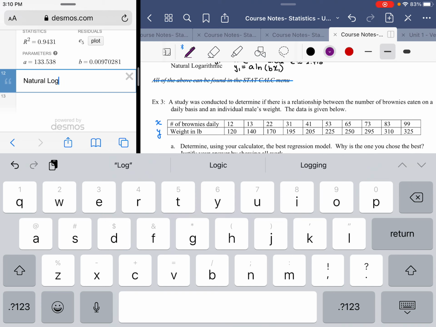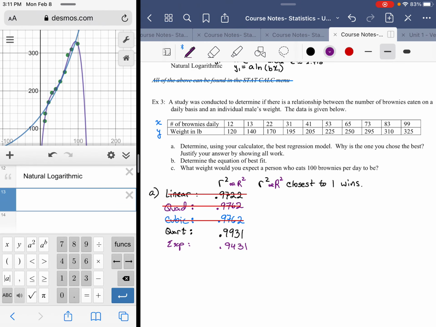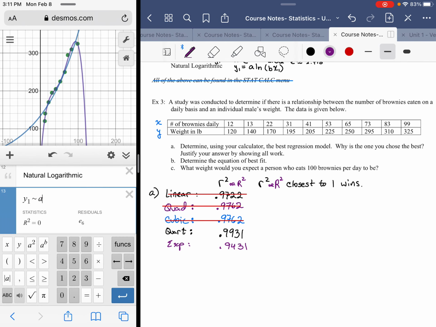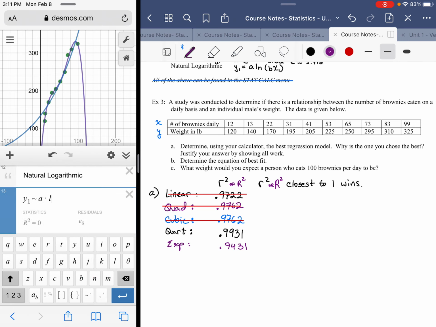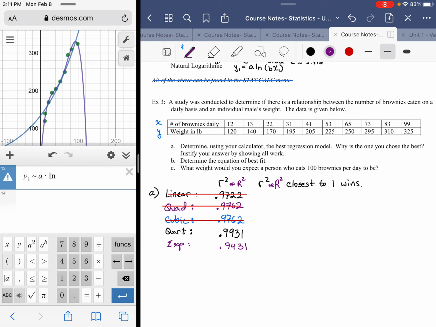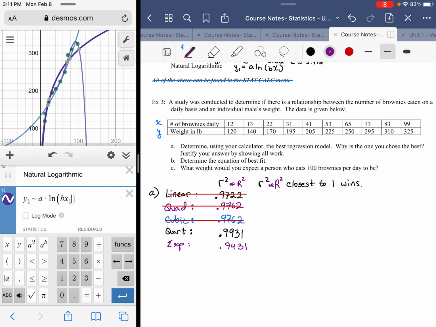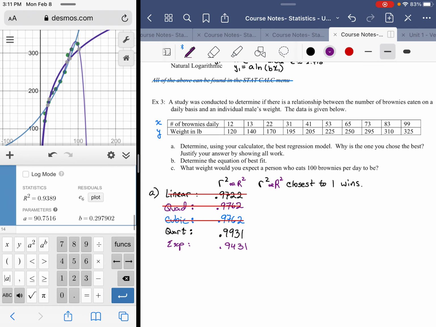Natural logarithmic. And so that model, y1 tilde, A times ln for natural log, open parens, b x1. Again, it's going to ask you if you want a log mode. We're not messing with that. We're just here for the R squared, that's all. Natural log. That's about 0.9389.